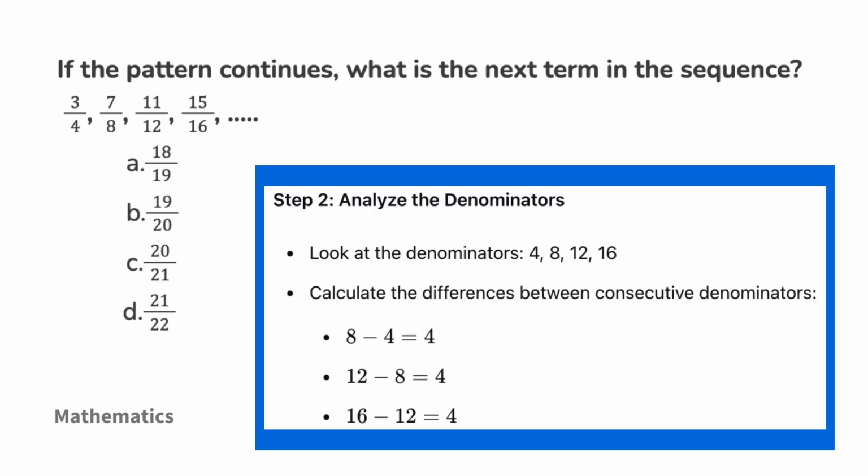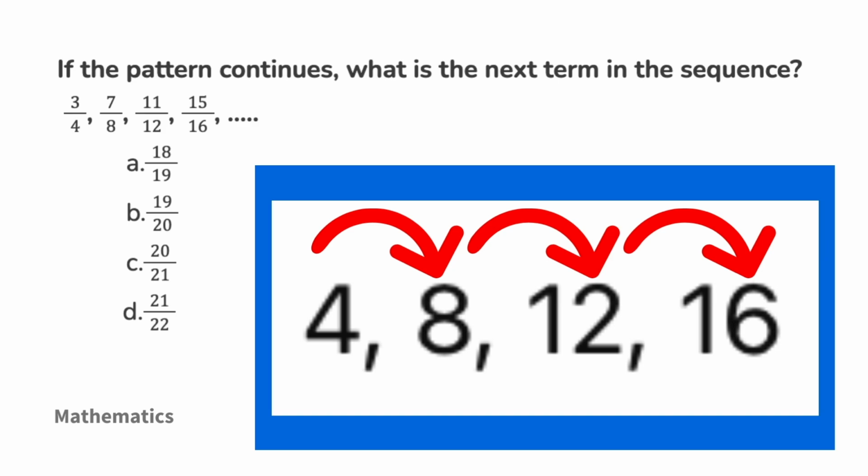So now it's time to analyze the bottom part called the denominators. Let's look at the denominators 4, 8, 12, and 16. Calculate the differences between these consecutive denominators. And again, we notice that these increase by 4 each time.